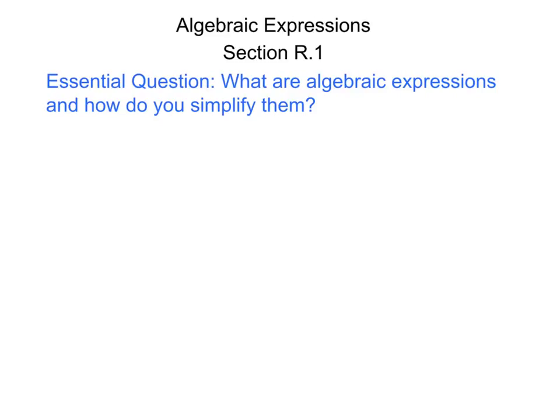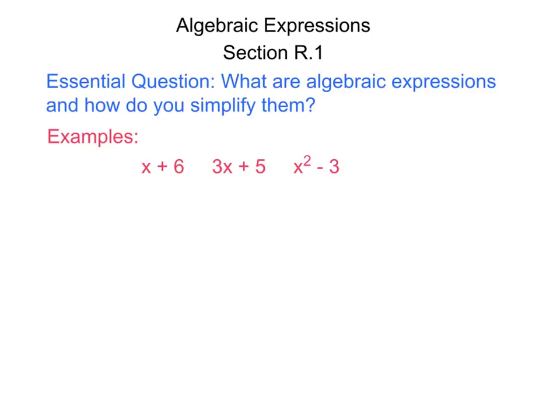So our first question is, what is an algebraic expression? A definition might be a combination of variables and numbers using the operations of addition, subtraction, multiplication, or division, as well as powers or roots, is called an algebraic expression. Some examples might be x plus 6, 3x plus 5, or x squared minus 3.